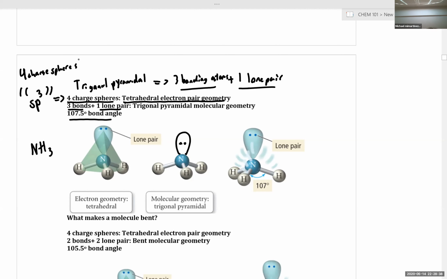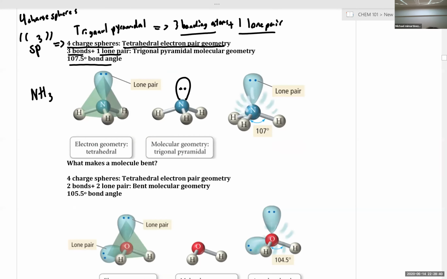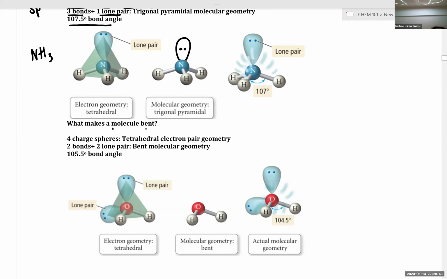Another variant of the tetrahedral electron pair geometry is the bent molecular geometry. The bent molecular geometry has four charged spheres, so it's a quote unquote sp3 center, and we have a tetrahedral electron pair geometry. Bent molecules have two bonds and two lone pairs. So water is a classic example, H2O. How many bonds does water have? How many bonding atoms does water have?